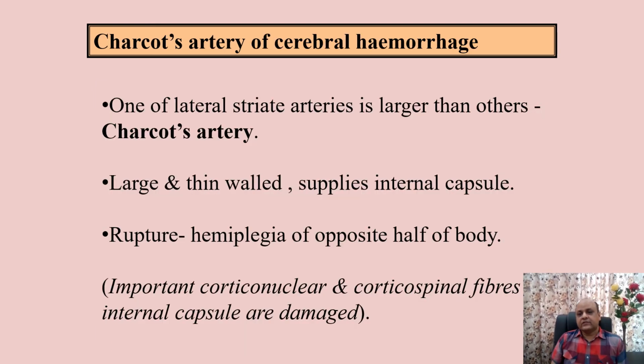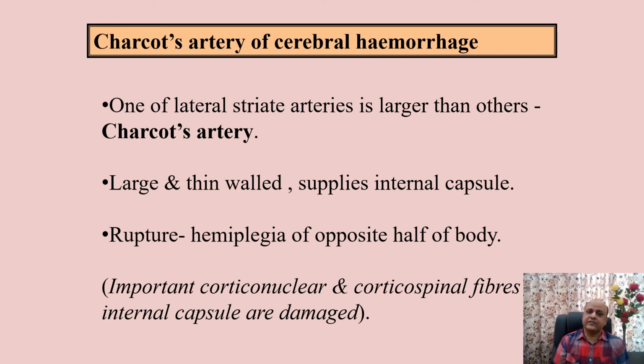So one artery is very important, that is referred to as the Charcot's artery. Why is this important? Because this is the artery of cerebral hemorrhage. So what is this? I told you middle cerebral artery gives a lot of anterolateral branches which are the perforating branches of the arteries. So they are called the striate branches of the middle cerebral artery. Now these striate branches, they divide into medial and lateral groups. So one of the lateral striate branches of middle cerebral artery is larger than others, and this is called Charcot's artery. This, students, is the Charcot's artery of cerebral hemorrhage.